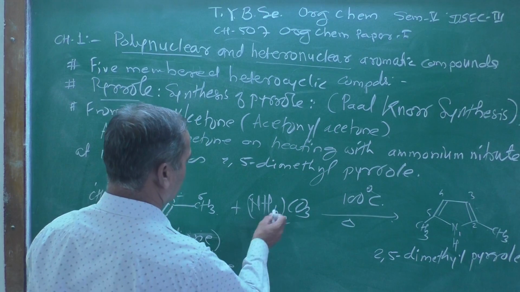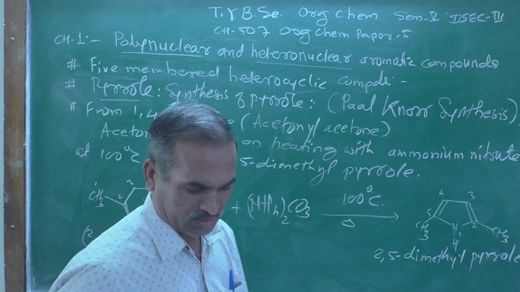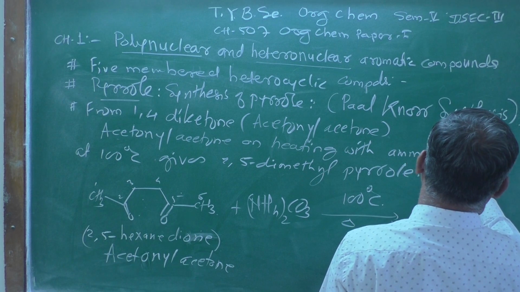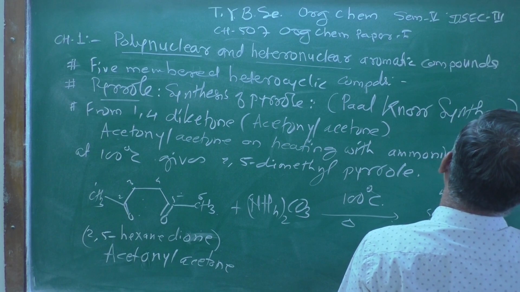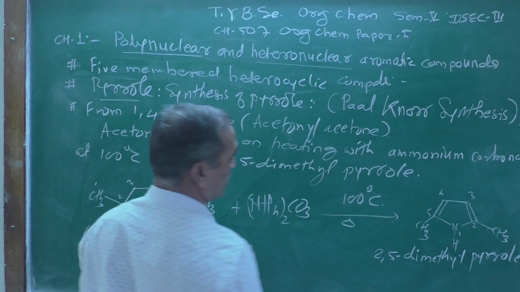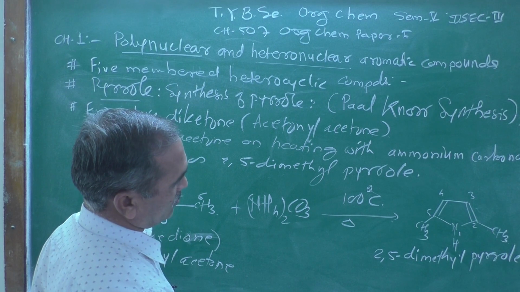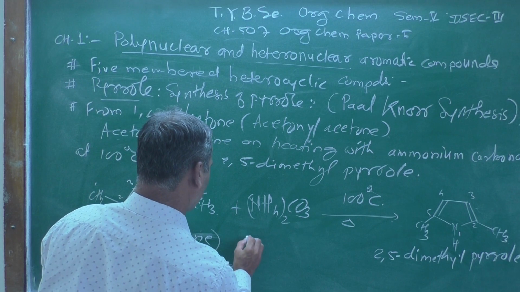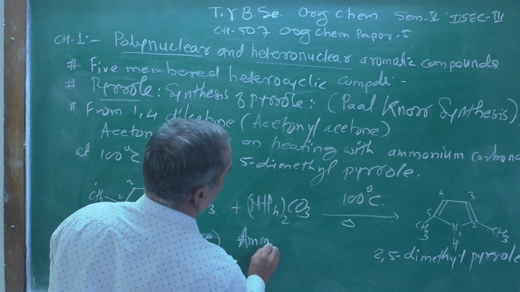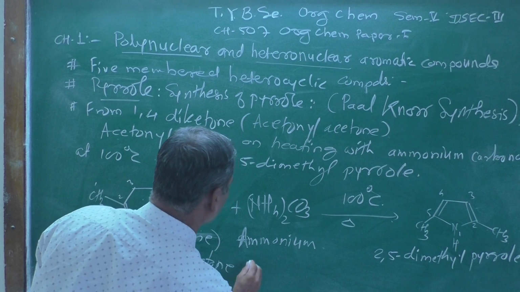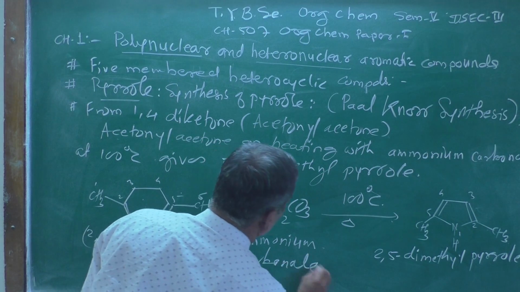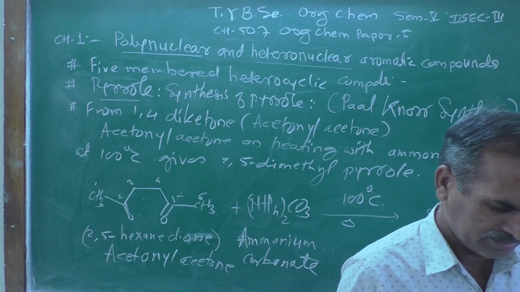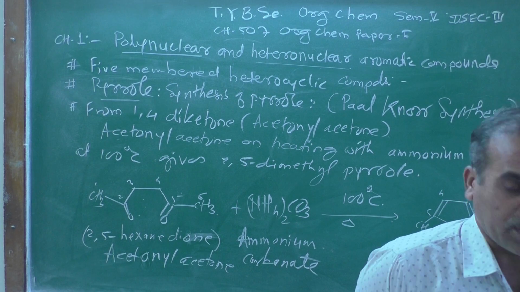This one is called ammonium carbonate. I think it is ammonium carbonate, not the nitrate. Make the correction here: ammonium carbonate, which is an inorganic material they have taken for the synthesis of 2,5-dimethyl pyrrole. The name of this compound is ammonium carbonate, which is the material they have taken for the synthesis of this pyrrole.